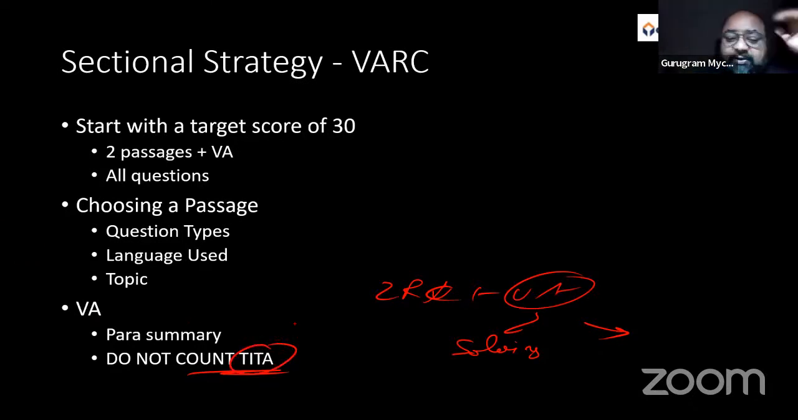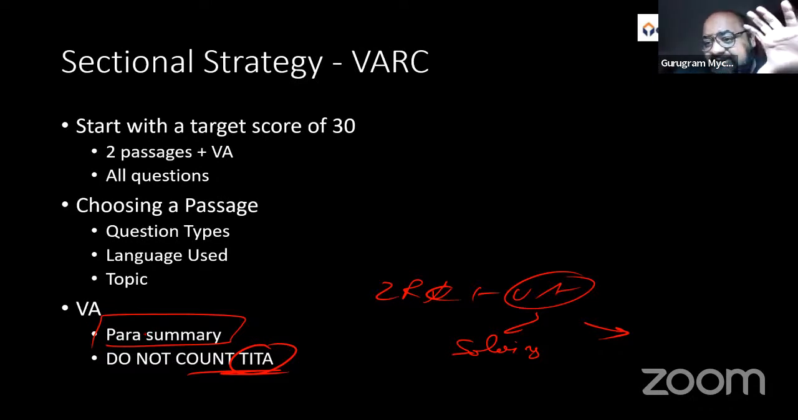Do not unnecessarily count theta questions, and para summary is critical. Typically a para summary has options. Getting para summaries right amongst the 3 types of VA questions that appear, getting para summary correct is the easiest out of the 3 because it has options, right? So please practice para summary from as many sources as possible.